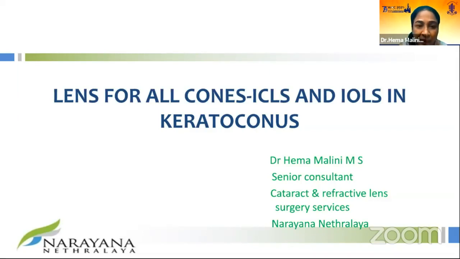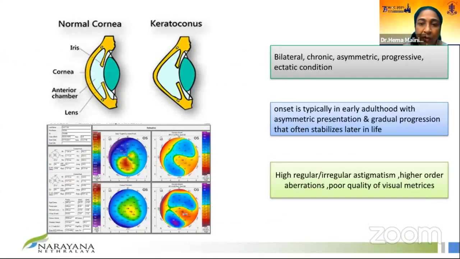So I'll be briefly covering my topic, which is ICLs and IOLs in keratoconus. We all know keratoconus is a bilateral chronic ectatic condition leading to very high regular and irregular astigmatism, higher order aberrations, and poor quality of visual metrics.